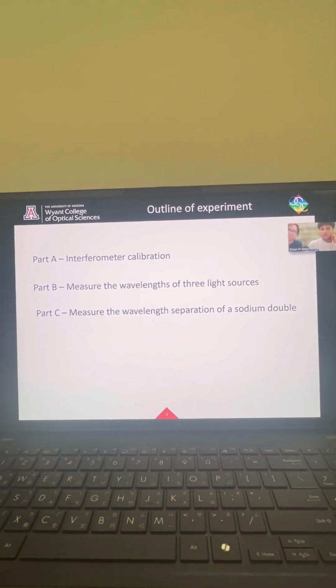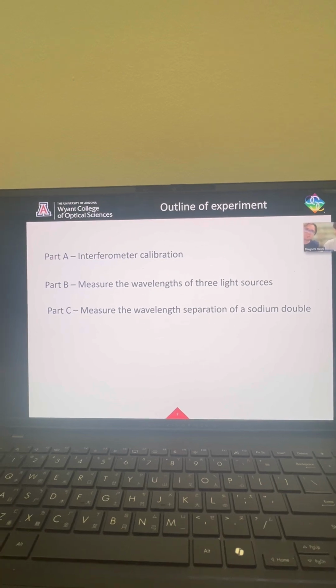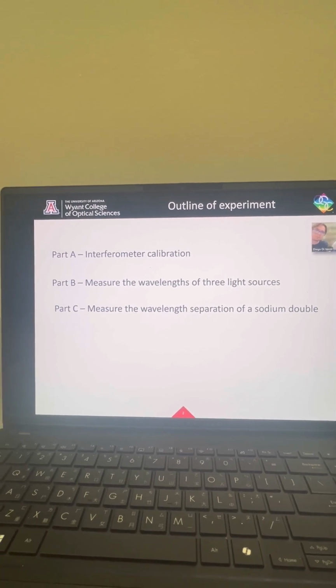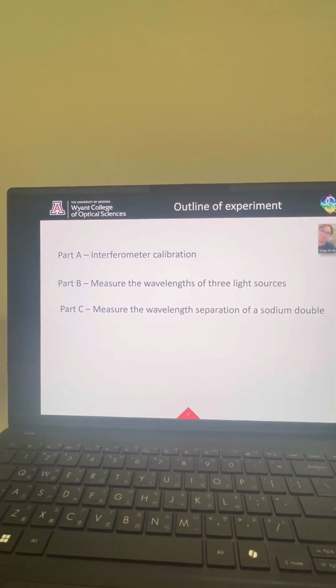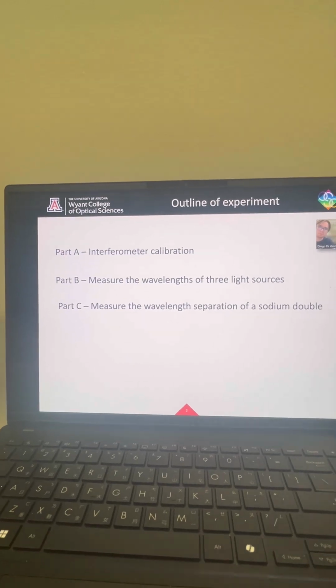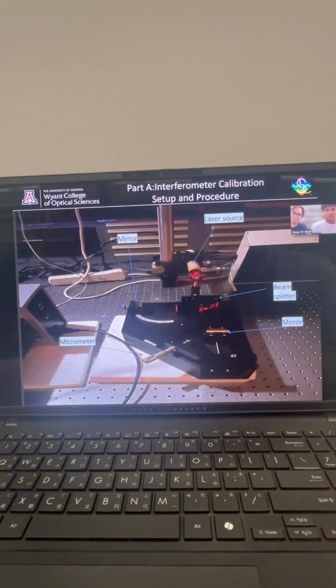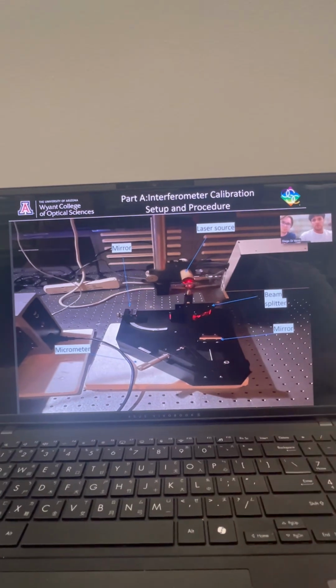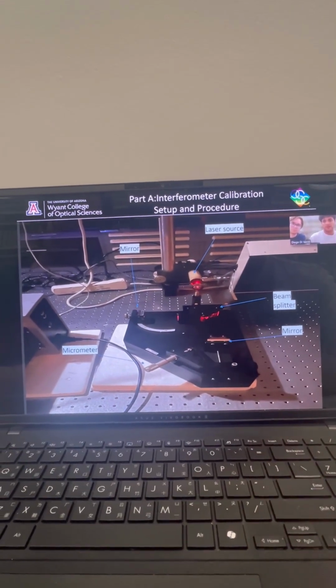In Part A, we did the interferometer calibration. In Part B, we measured the wavelength of the three different light sources. In Part C, we measured the wavelength separation of a sodium double. So here's our setup for the first experiment. We got 2 mirrors, 1 beam splitter, a laser source, a HeNe, and 1 micrometer.